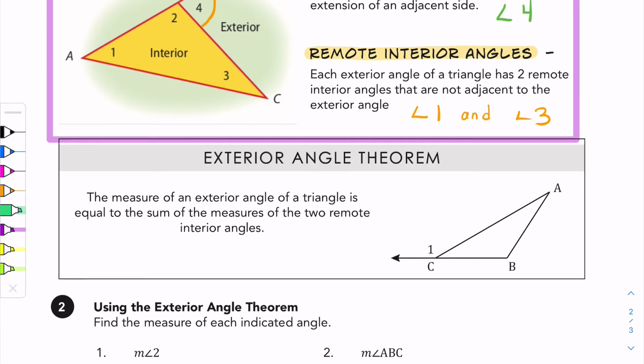So the exterior angle theorem states that the measure of an exterior angle of a triangle is equal to the sum of the measures of the two remote interior angles. So in this model here, angle 1 is our exterior angle. Okay, it's formed by this side of the triangle and this adjacent side of the triangle. If angle 1 is our exterior angle, the two angles that do not touch angle 1 are called your remote interior angles.